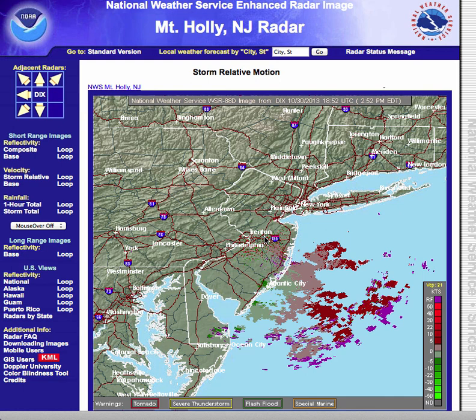Now, the reason why they call it storm motion is that it's all relative to the motion of the specific storm. So if you have a storm that's lifting up, let's say from Philadelphia to New York City, and it's moving in this direction, okay? But the winds within that storm, while it's moving in that direction, are moving away and towards, and it's forming a circulation. That's how you can pick out whether or not there's a tornado developing.